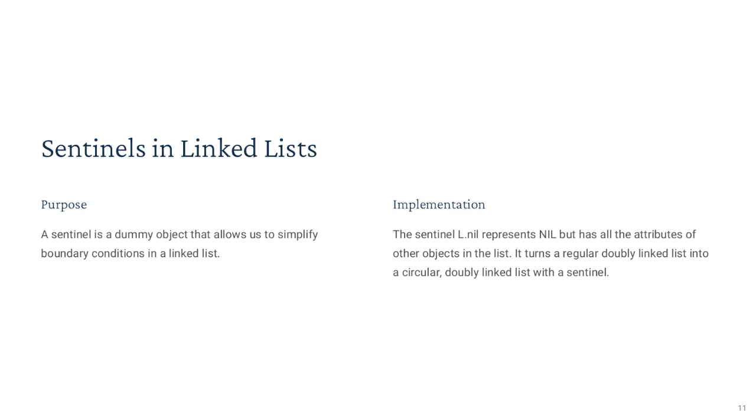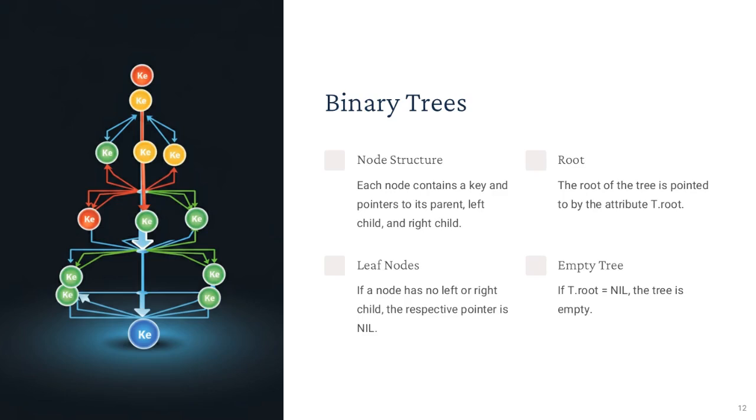Binary trees are hierarchical structures where each node has a key and up to two children, a left child and a right child. Each node also maintains a pointer to its parent, with the root node having no parent. Binary trees are widely used for efficient searching, sorting, and hierarchical data organization.